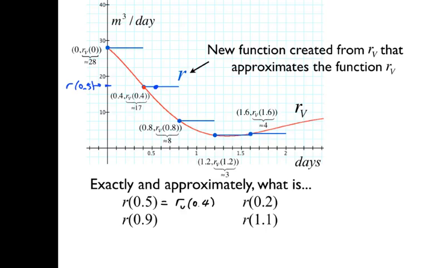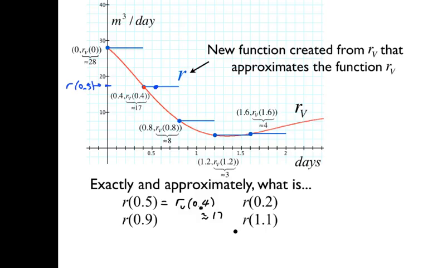Because for this whole moment, from 0.4 to 0.8, we assigned the real rate of change at 0.4 to be the rate of change for that whole moment. So R of 0.5 is going to be R sub V of 0.4, or approximately 17. You really have to understand what that R graph is, the one that I have in blue. The steps, right?